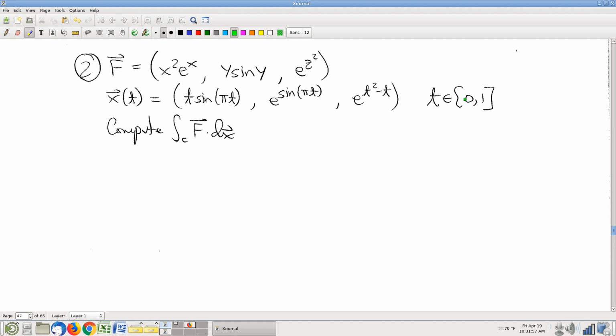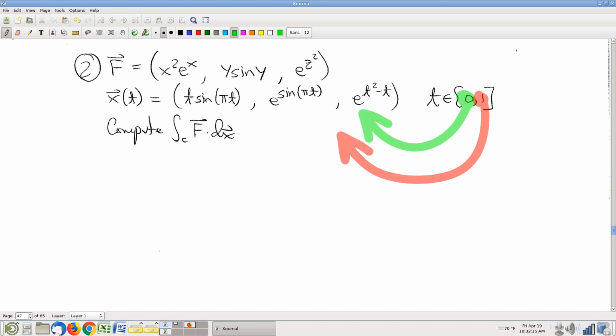Notice that when you plug in t equals 0 at the starting point, and when you plug in t equals 1 at the ending point, you get the same point. So this curve, wacky though it is, starts and ends at the same point.